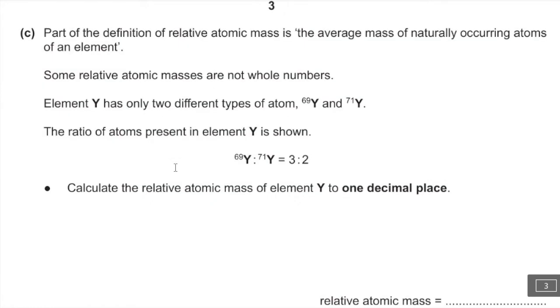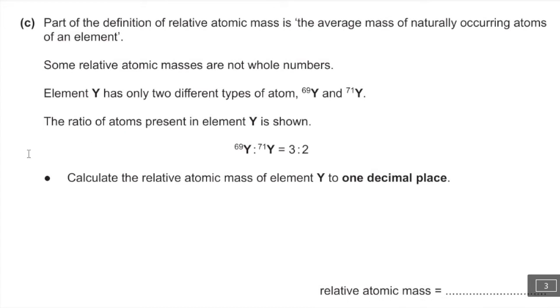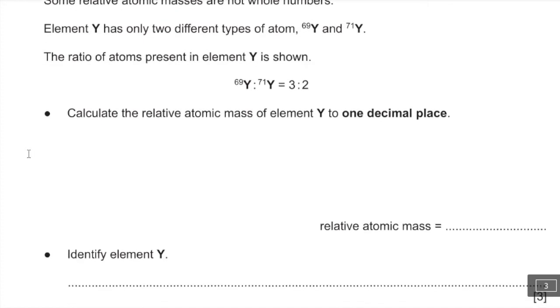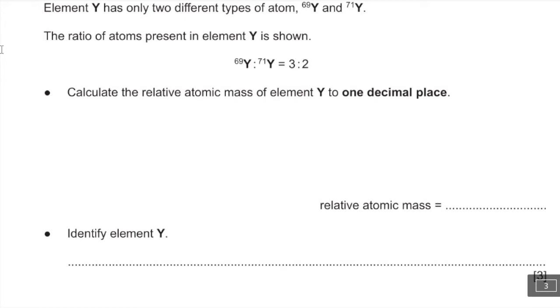C. Part of the definition of relative atomic mass is the average mass of naturally occurring atoms of an element. Some relative atomic masses are not whole numbers. Element Y has only 2 different types of atoms. So these are isotopes of element Y because they have different nucleon number. The ratio of atoms present in the element Y is shown. So element Y basically is composed of 2 isotopes of itself, and the ratio of these 2 isotopes is given in the question.